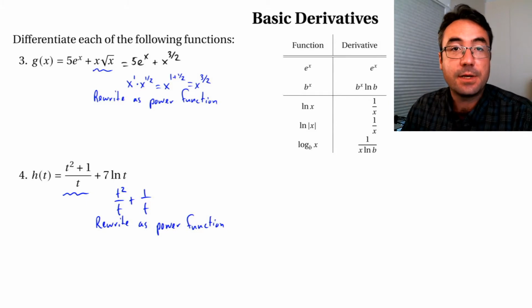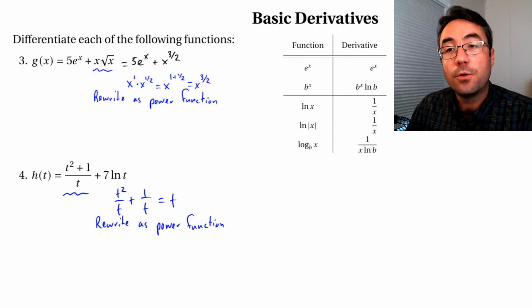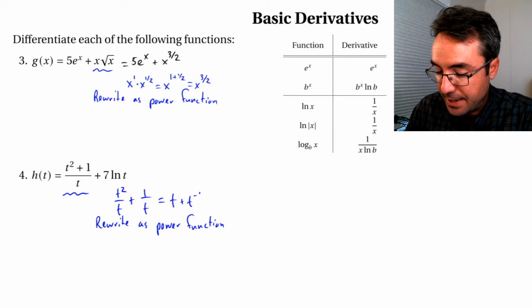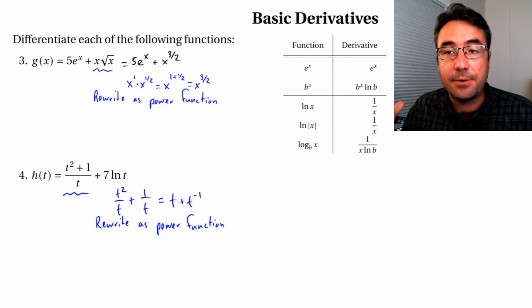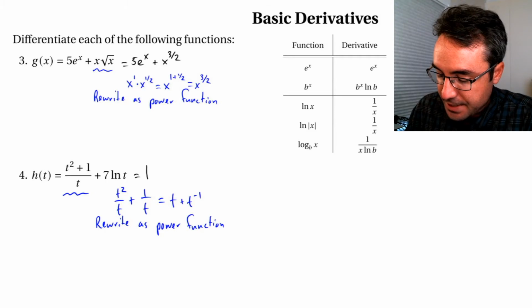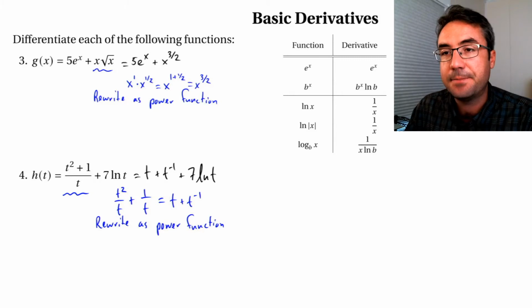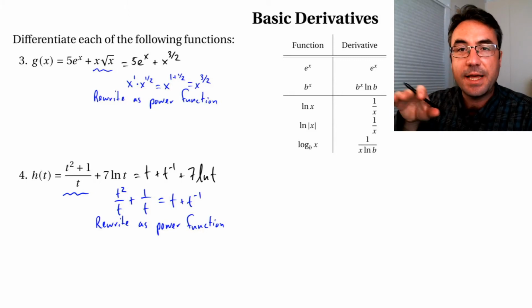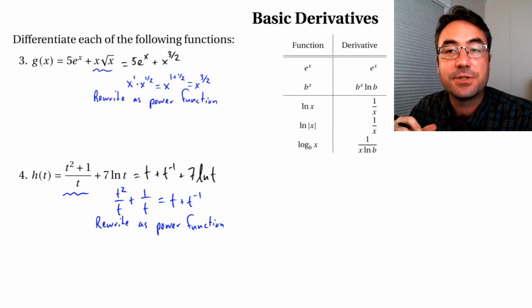So if we keep going, we can get each of those as a power function. The t squared over t just becomes t. The 1 over t, we can write that as t to the minus 1. And now both of those are power functions, so we know how to handle those. So let's just fill that in. We get t plus t to the minus 1 plus 7 natural log t. And now we'll see how to deal with that 7 natural log t. That's not going to be the issue, but we've rewritten that fraction, so now it's something we can work with.